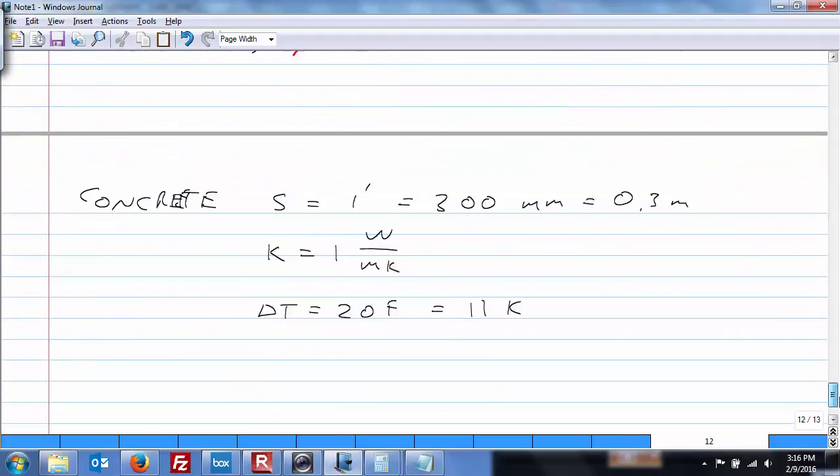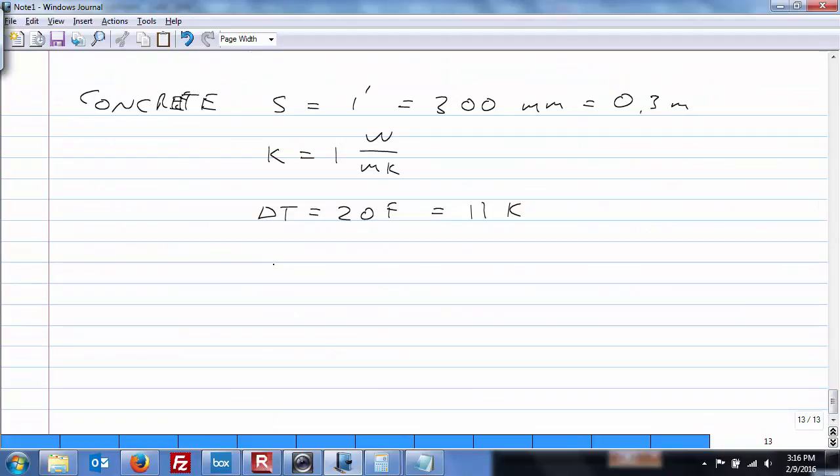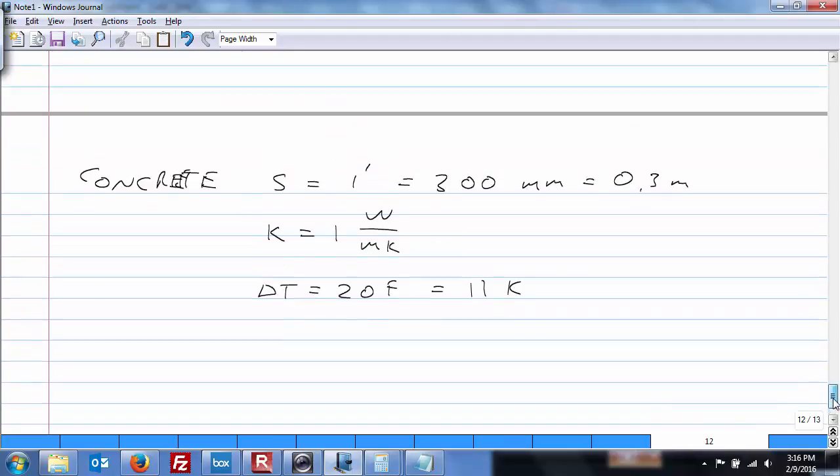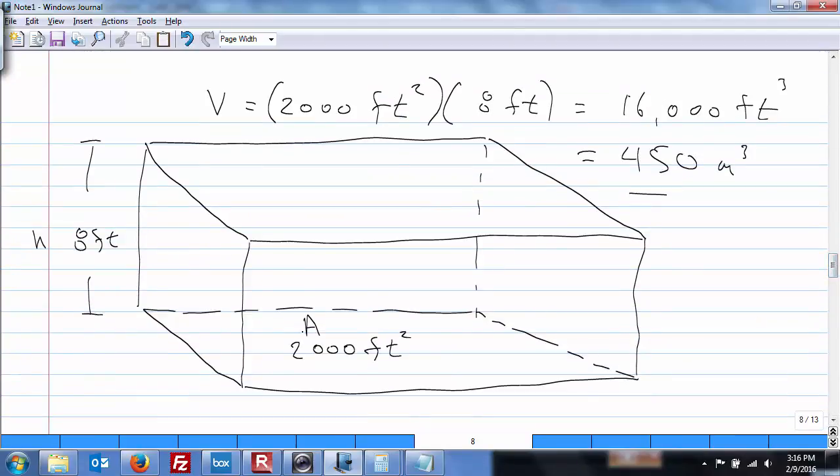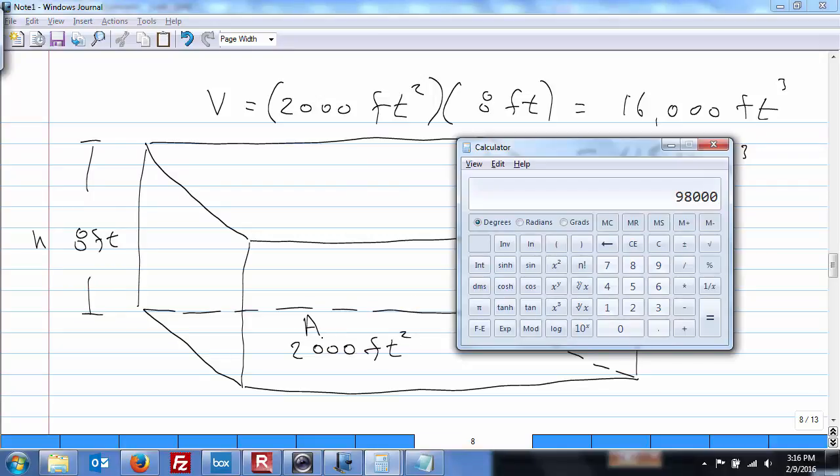And what else are we missing here? Oh, let's just do the area. Let's go ahead and do the area of that house we looked at before. What do you say? 15,000. Yes. So we got to go back to our house, and 2,000 square feet. Let's just do the square root of 2,000 really quick if we can.